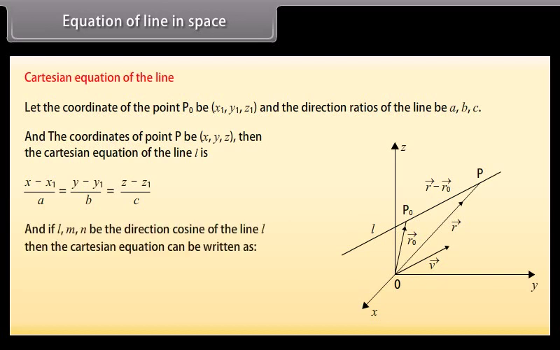And if L, M, N be the direction cosines of the line L, then the Cartesian equation can be written as x minus x1 by L equals y minus y1 by M equals z minus z1 by N.